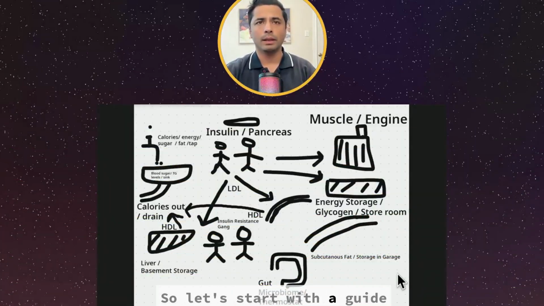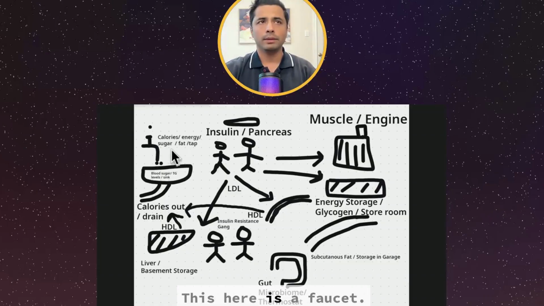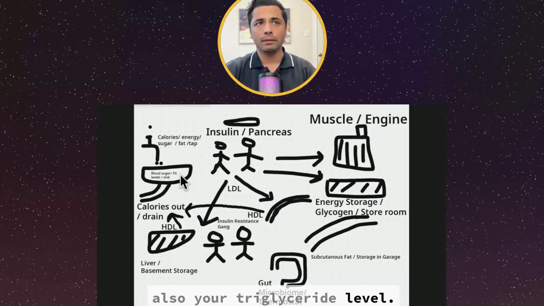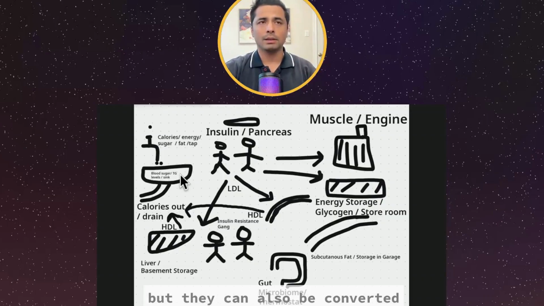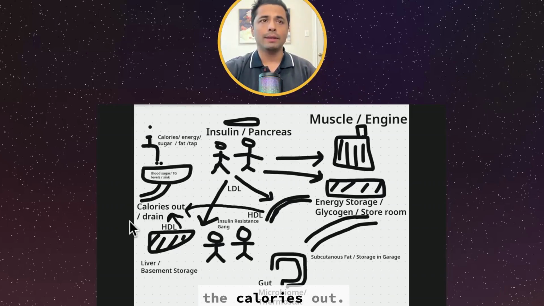So let's start with a guide around this map. This here is a faucet. It's your calories coming in. This can come in the form of sugar or fat. This is essentially energy. This sink here is your blood sugar, also your triglyceride level. Sugar comes from carbs, triglycerides come from fats, but they can also be converted from excess carbs. And you have a certain level within the sink, which gets measured on that blood test. This here is the drain, the calories out.